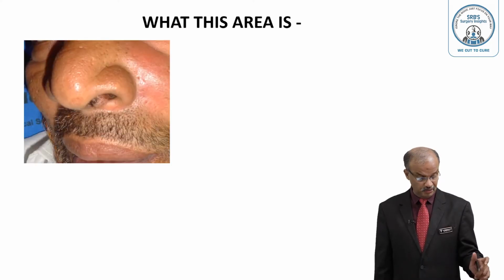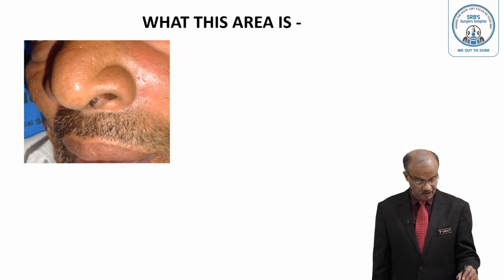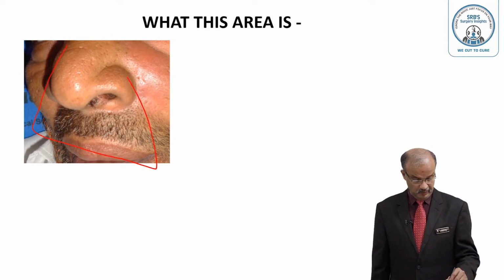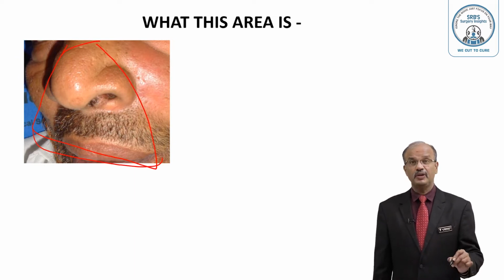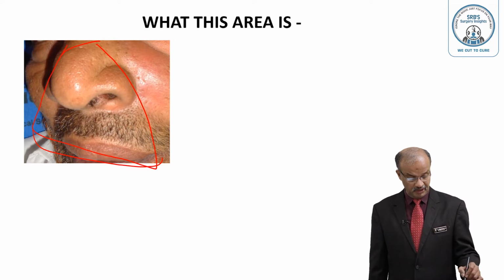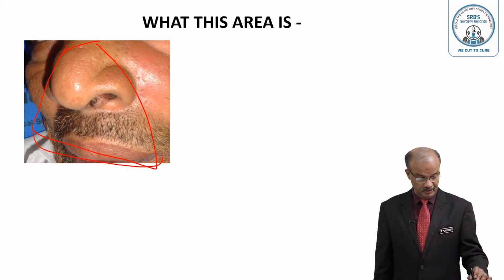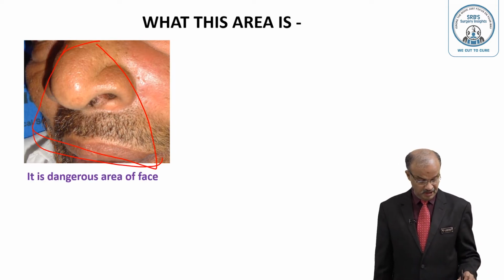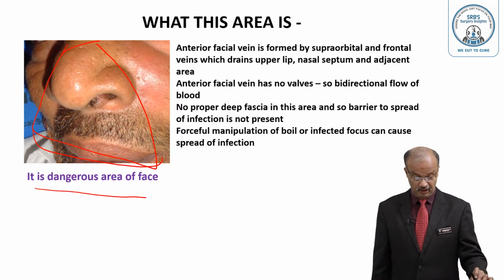Dear students, we will discuss an area which is important in the face where infection can spread intracranially. So that is why this is very crucial. So what is this area? Look at that. This area covers the upper lip, nose, that area. What is this triangle area? See that this is the dangerous area of the face. Often it is called the triangle of death.